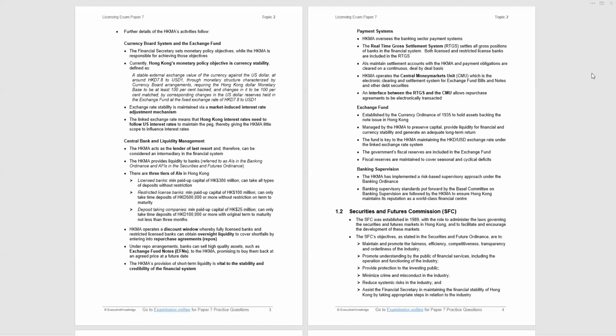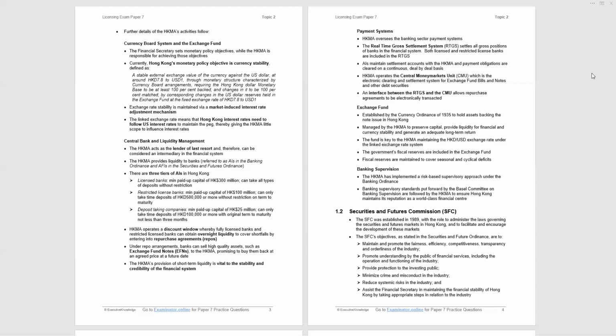We move on, operated by the HKMA, the exchange fund. Now, I've already talked about this with regard to holding the US dollars that back the Hong Kong dollars in circulation. First point there, established by the Currency Ordinance of 1935 to hold assets backing the note issue in Hong Kong. Moving down to the fourth bullet point, the government's fiscal reserves are also included in the exchange fund. And the fiscal reserves, that's budget surpluses maintained to cover seasonal and cyclical deficits.